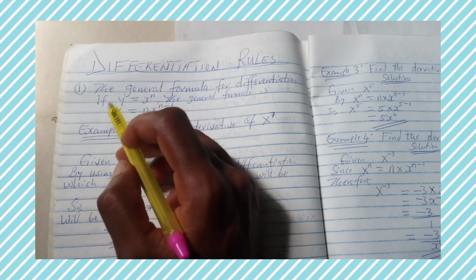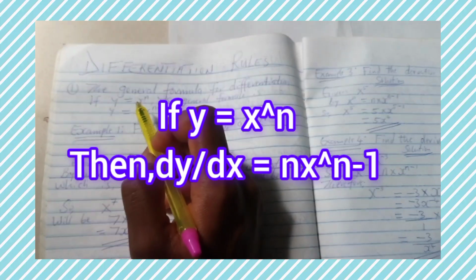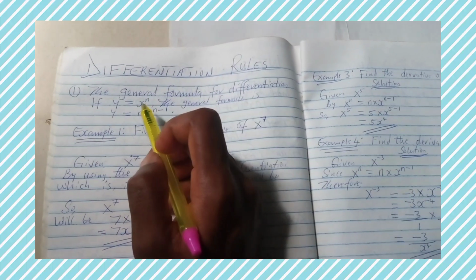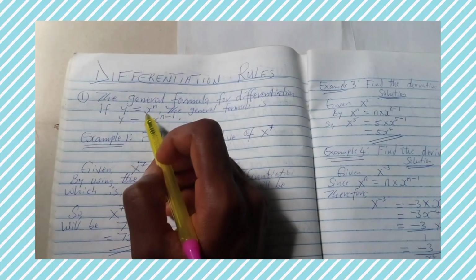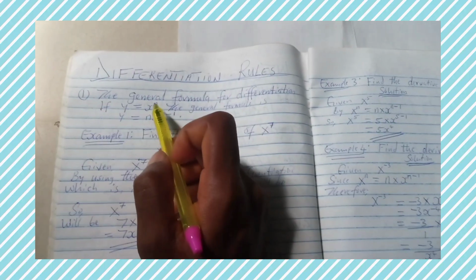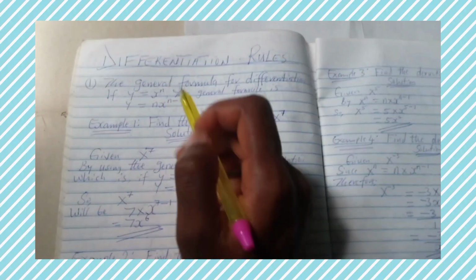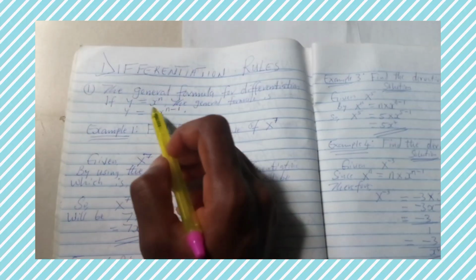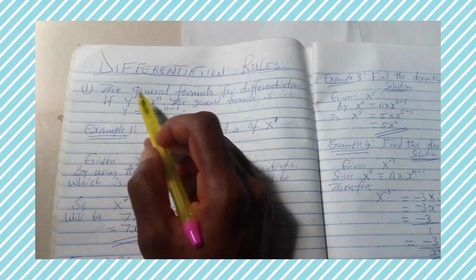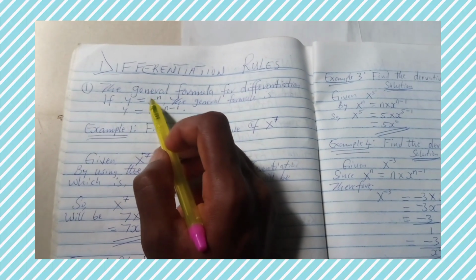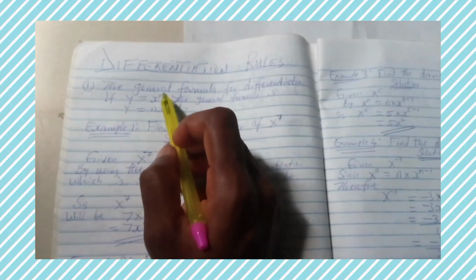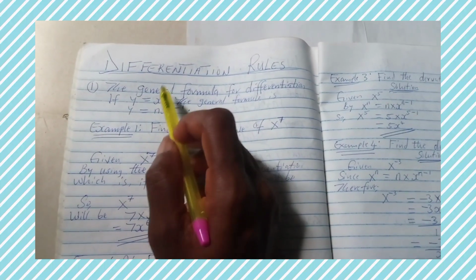This particular rule is if y equals x raised to the power of n. This x simply symbolizes our function raised to the power of n. The n can be 2, can be 3, can be 100. The general formula for this kind of function, when we have y equals x, this x can be any function raised to the power of n. The n can be 2 or anything.